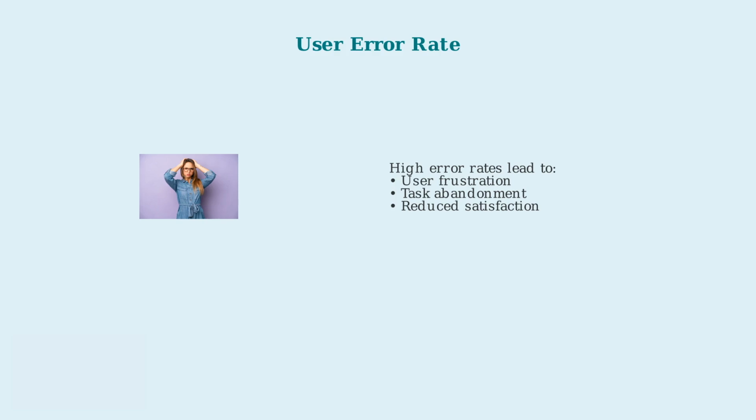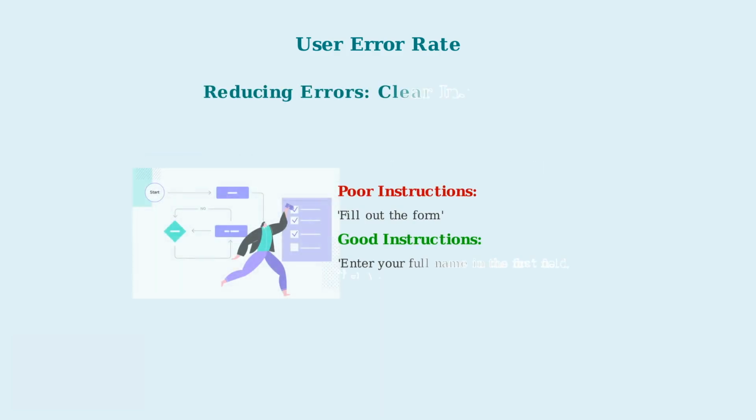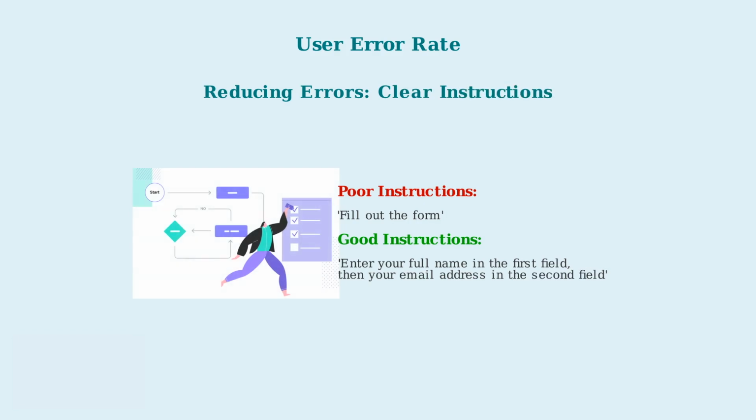The first way to reduce error rates is through clear, specific instructions. Poor instructions like "fill out the form" leave users guessing. Good instructions provide step-by-step guidance, telling users exactly what information to enter and where.